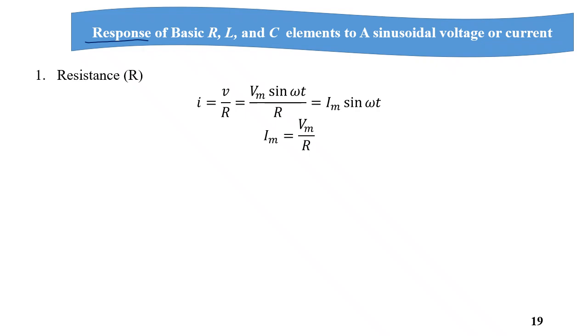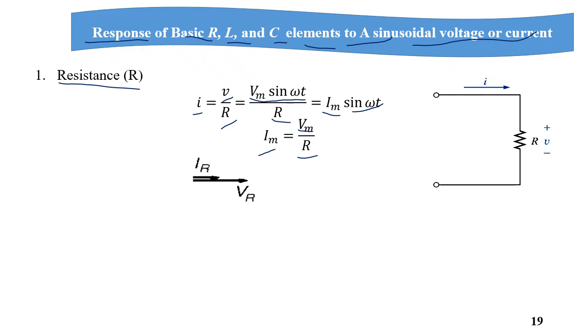Now we will see the response of basic R, L, and C elements to a sinusoidal voltage or current. For the resistance, the current in a resistance equals the voltage across the resistance divided by the resistance, from Ohm's law. V across the resistance equals V maximum sine omega t divided by R. We get V maximum over R, which is equal to I maximum, times sine omega t. So I maximum is equal to V maximum over R, where R equals V maximum divided by I maximum.